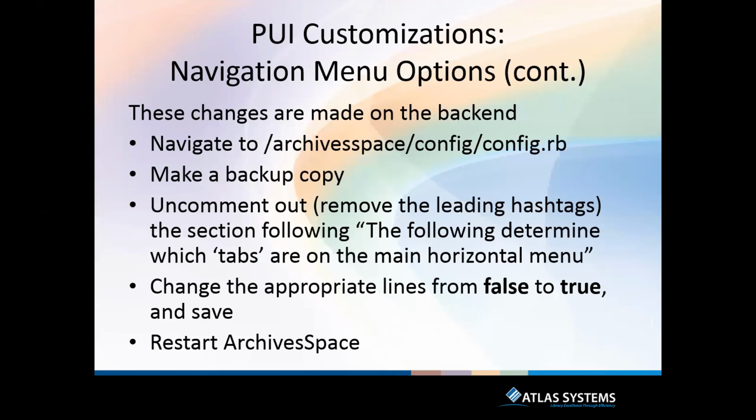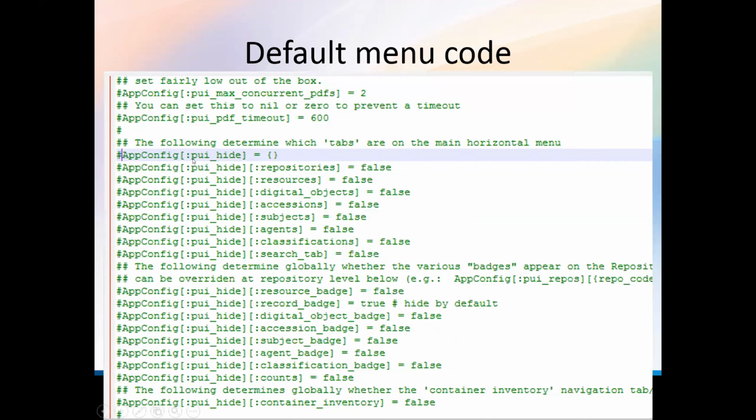This change is made in a file called config.rb. It's in my config file. Always make a backup file first. And I have instructions there about finding the code. This is what it looks like here. So everything is set to false, meaning that those menu options are not hidden. So that's why I'm seeing everything here.